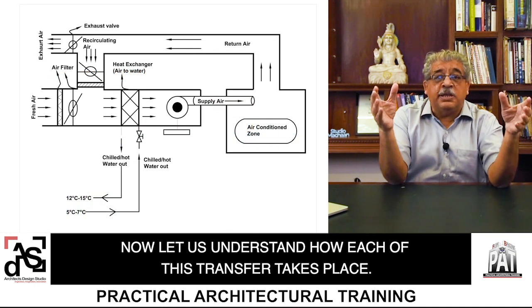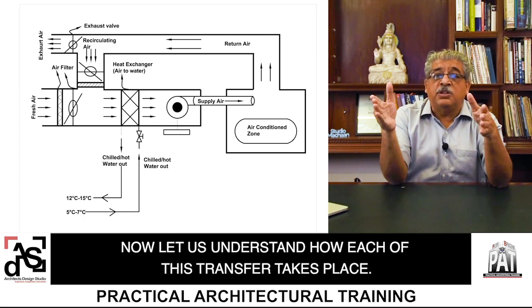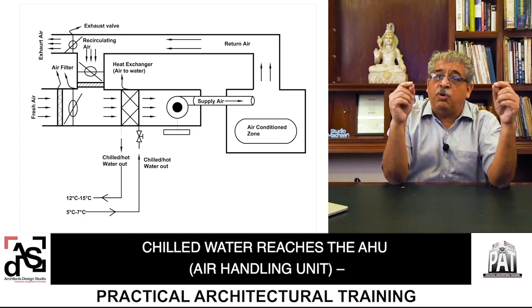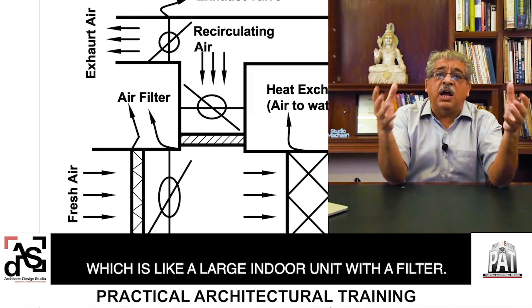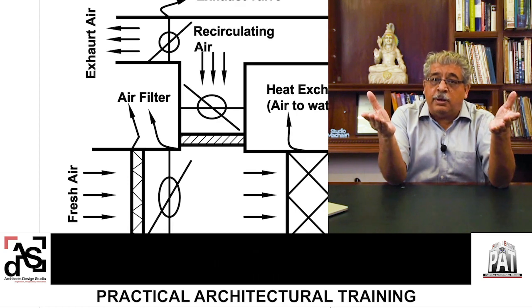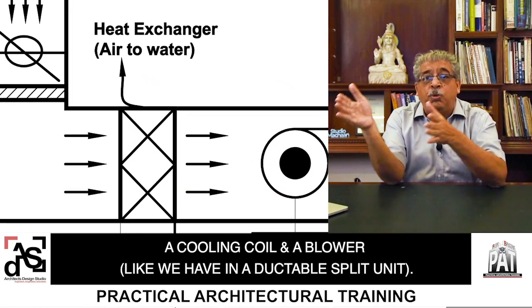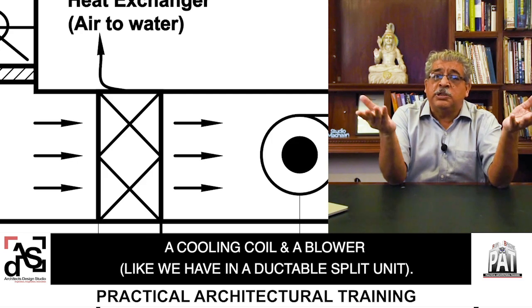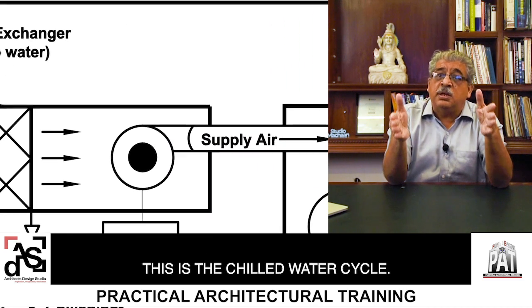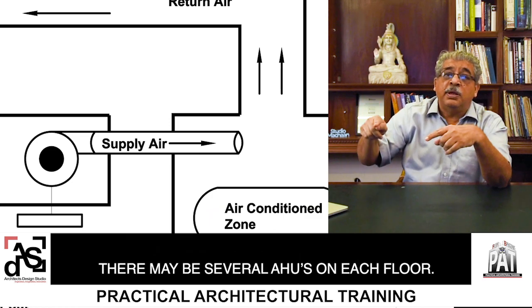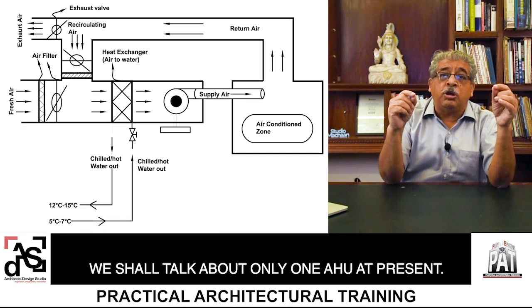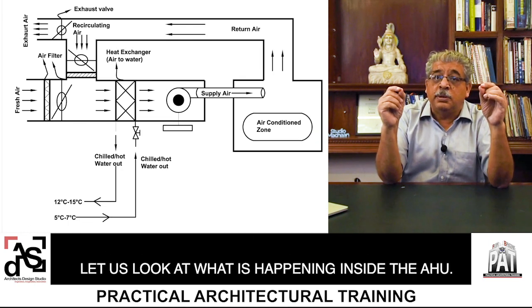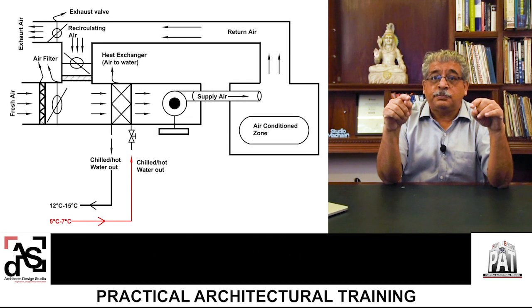Now let us understand how each of these transfers takes place. Chilled water reaches the AHU, which is the air handling unit, which is like a large indoor unit with a filter, a cooling coil, and a blower, like we have in a ductable split unit. This is the chilled water cycle. There may be several AHUs on each floor. We shall talk about only one AHU at present. Let us look at what is happening inside this AHU.